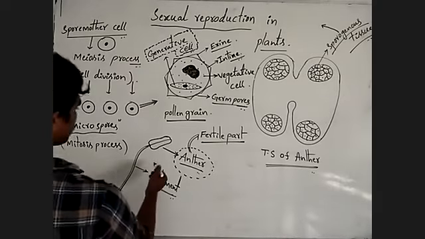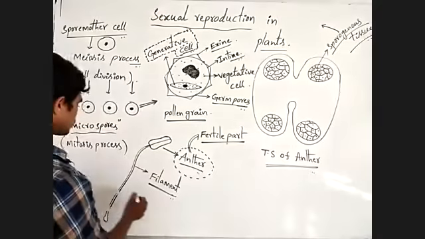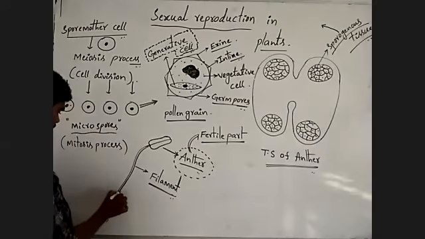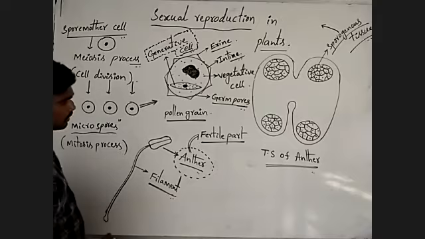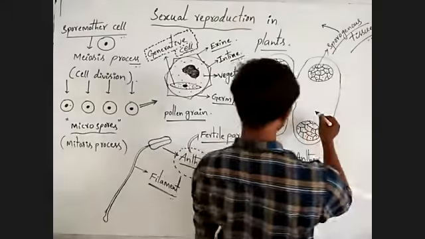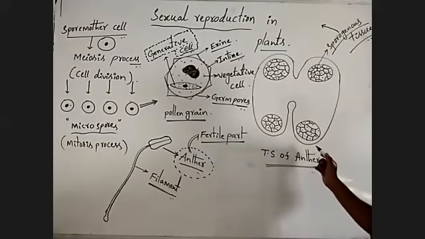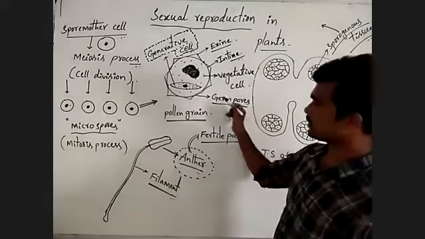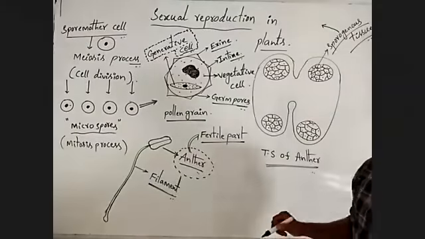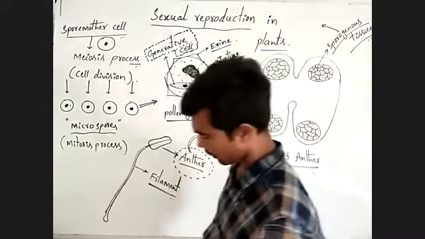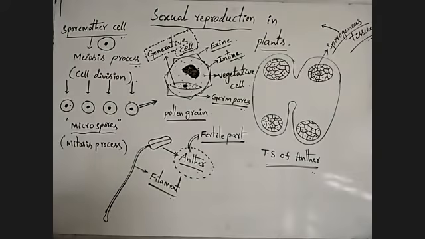This is the structure of the stamen. Here, TS of anther. Next, structure of the pollen grain. Okay, these are important structures. Observe.